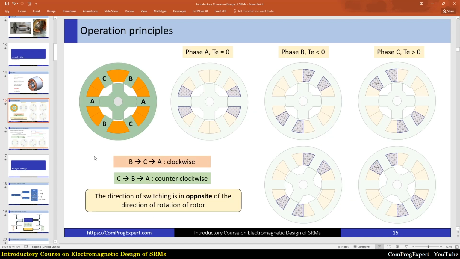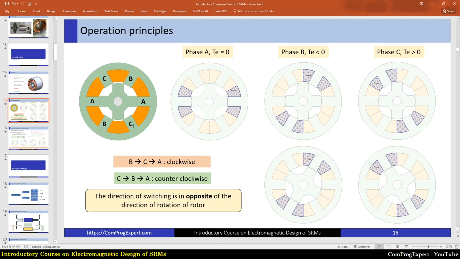So here you can see an example. We have a 6x4 SRM. The number of stator poles is equal to 6, and the number of rotor poles is equal to 4. In this structure, the number of phases is equal to 3.